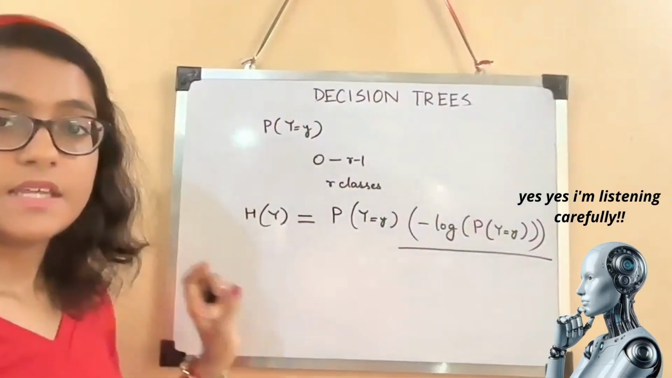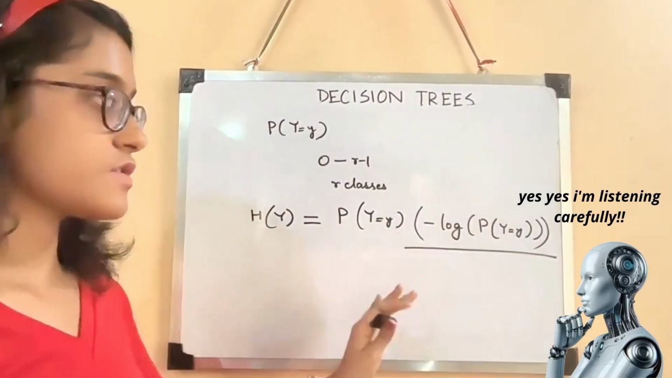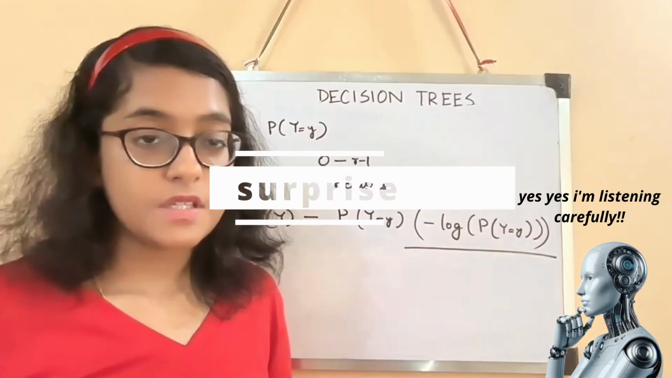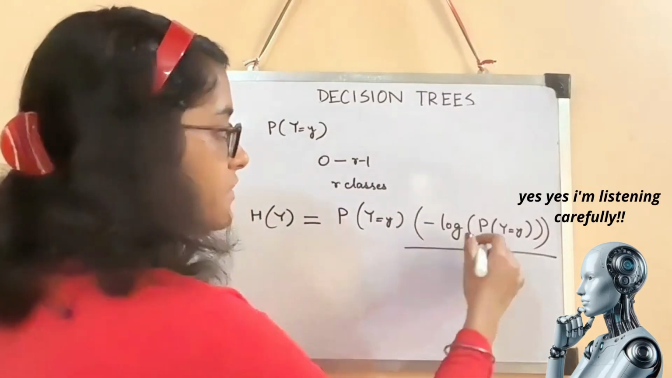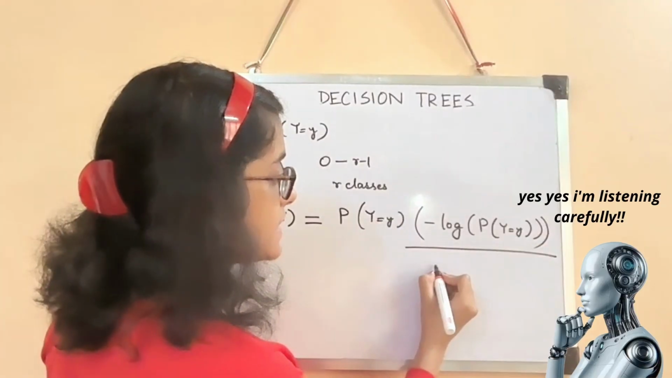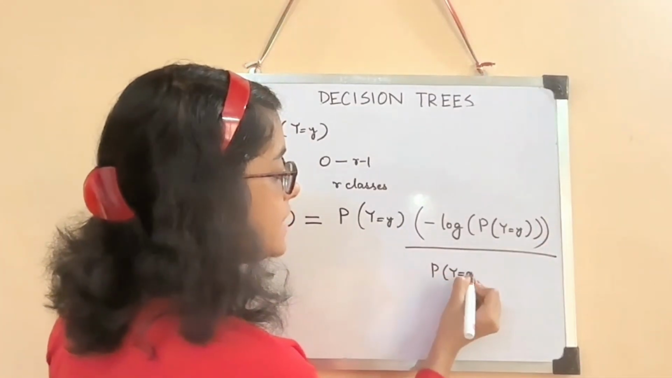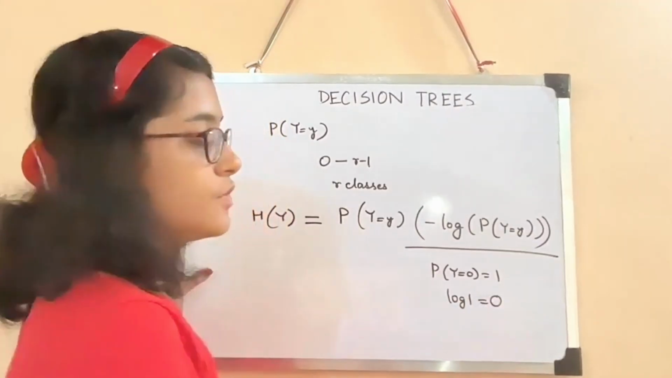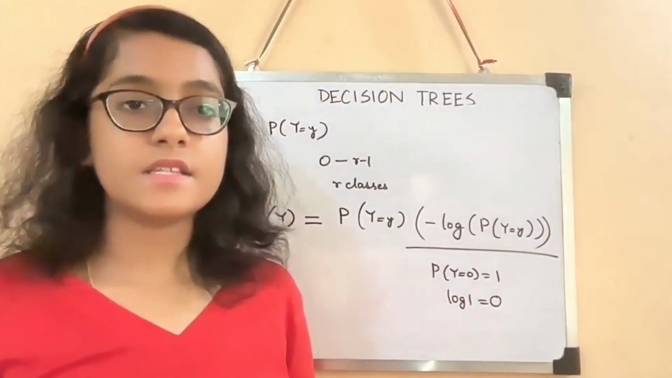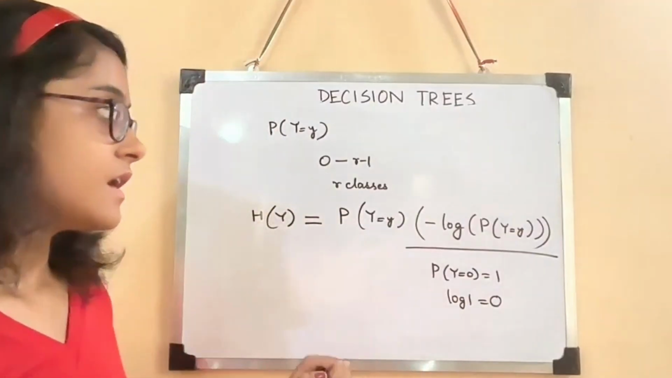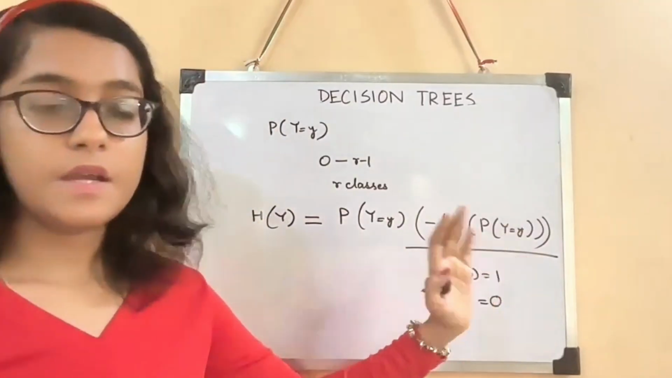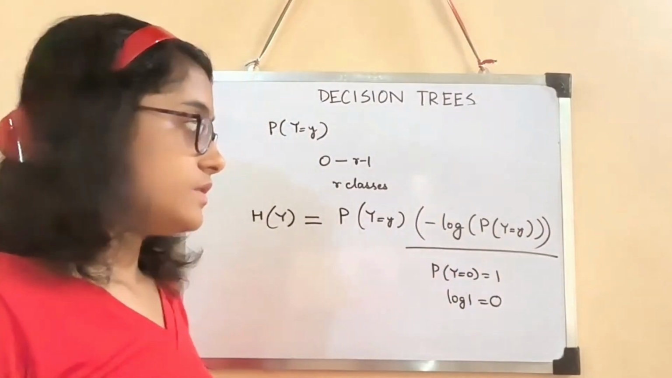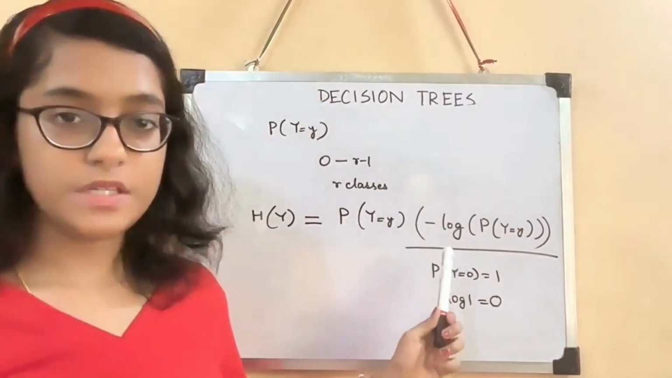So what is this? This is the surprise associated with all the data points. So why do we use this to represent the surprise? Because suppose we had only one class, that is class 0, then probability y equals 0 would have been 1. So in that case, log of 1 would have been 0, which means there's no surprise. All the classes are 1, so we don't have any surprise. And log of this thing represents the number of bits that we are using in our representation. So that is why log is very important here.